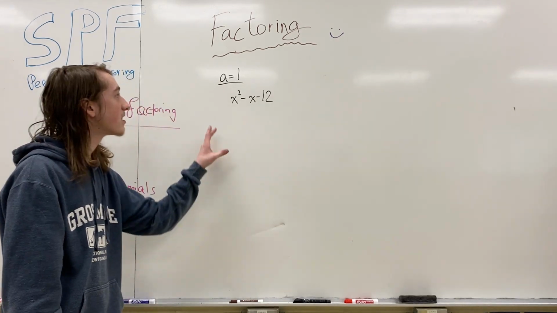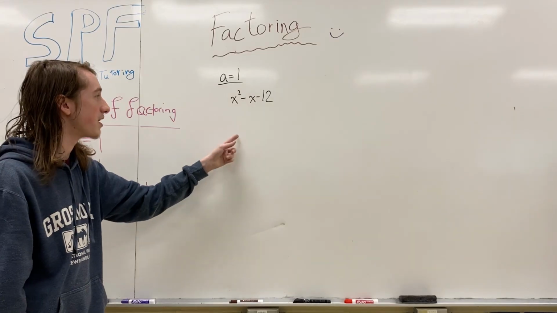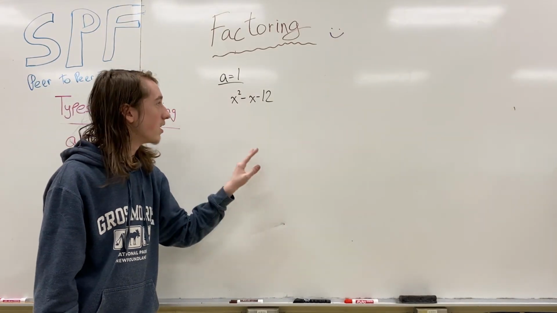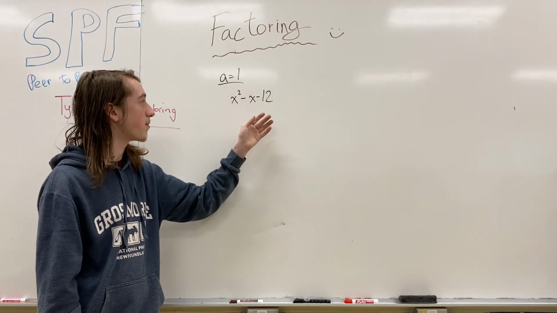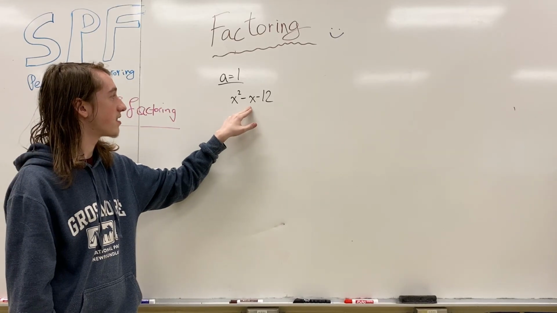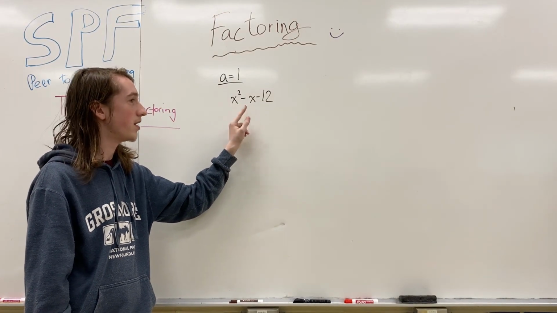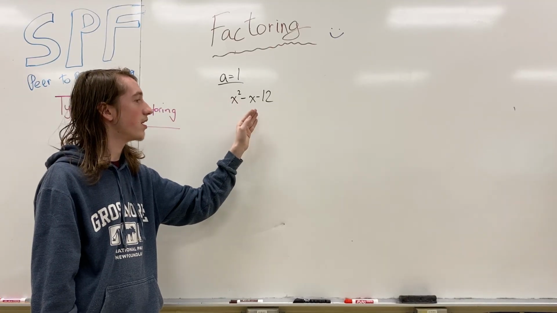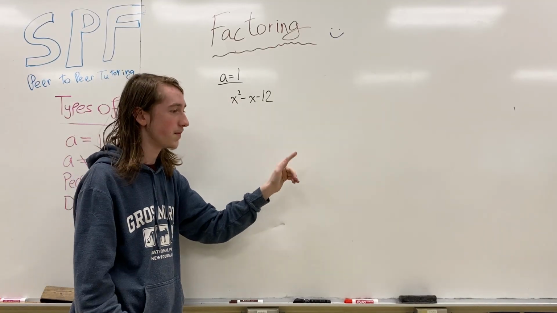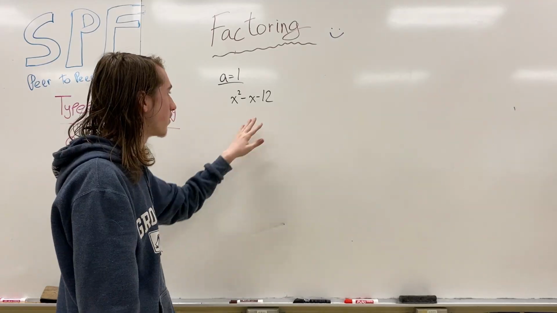All right, so this is another example when a is equal to 1, but you see we've got some negatives here. So what we do is the same thing. We've got to find numbers that add to, there's a 1 in front of here, so it's actually -1. We've got to find numbers that add to -1, but multiply to -12. So we're going to list the factors of what -12 could be.